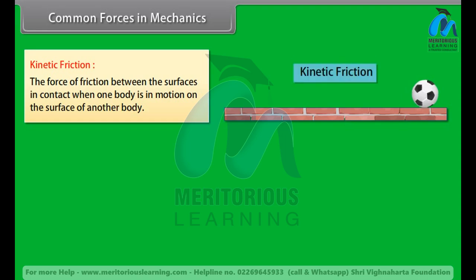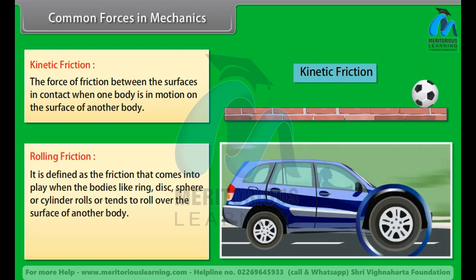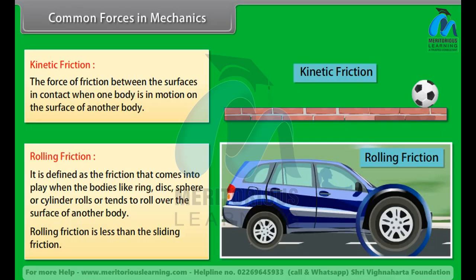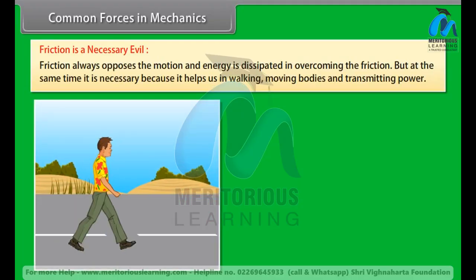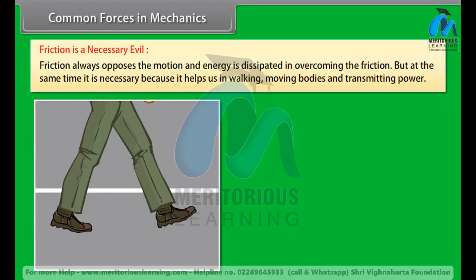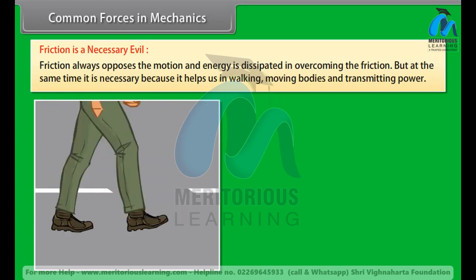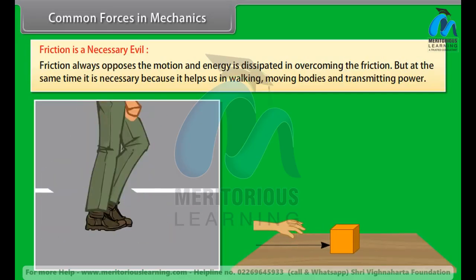Rolling friction. It is defined as the friction that comes into play when the bodies like ring, disc, sphere, or cylinder rolls or tends to roll over the surface of another body. Rolling friction is less than the sliding friction. Friction is a necessary evil. Friction always opposes the motion and energy is dissipated in overcoming the friction, but at the same time it is necessary because it helps us in walking, moving bodies and transmitting power.